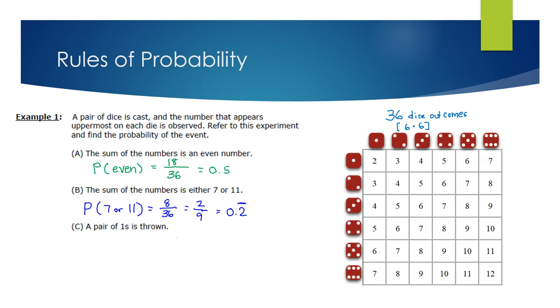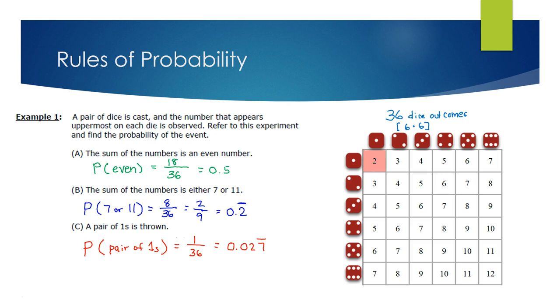And of course, the last one's pretty easy. There's only one outcome that gives me a total of 2. And that's 1 out of 36, which is about 0.02 repeating sevens. So you're talking about roughly 2.8% of the time you're going to be rolling what they call snake eyes.